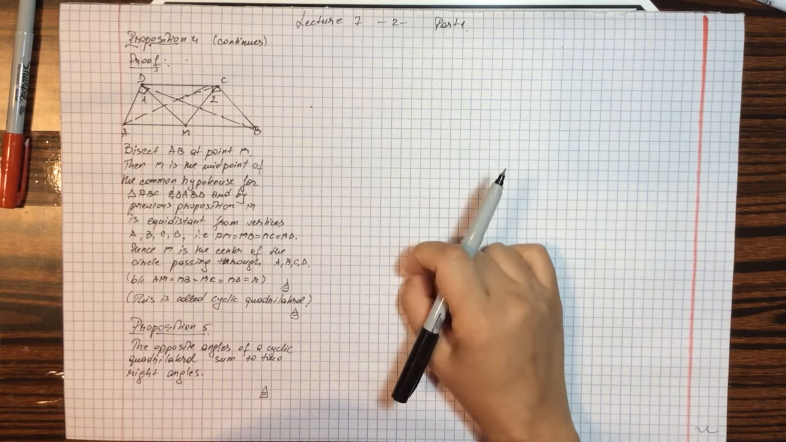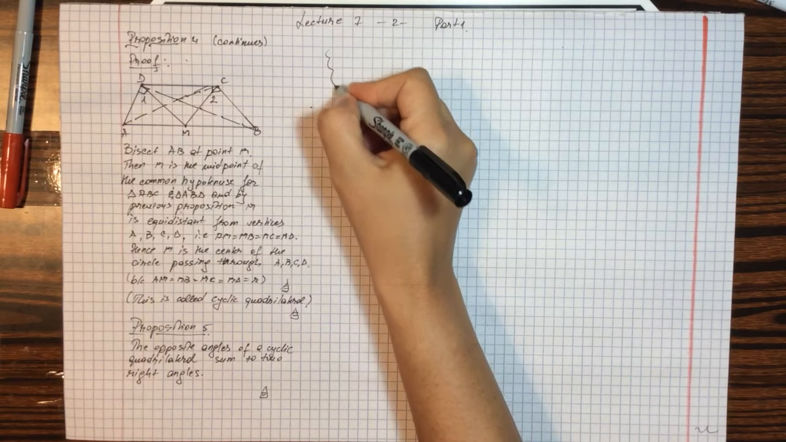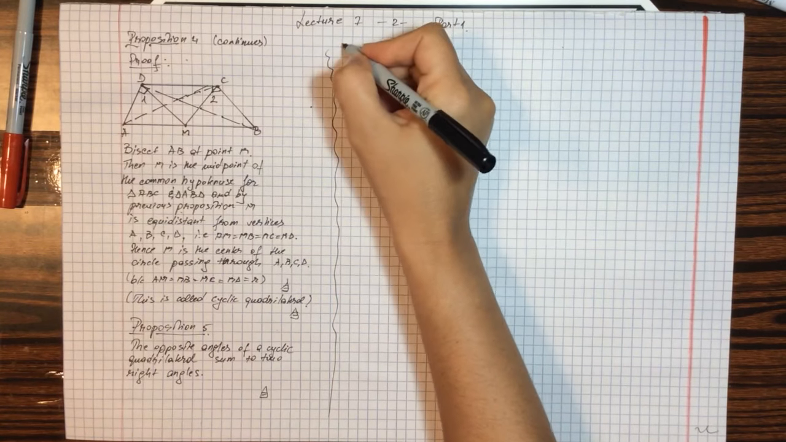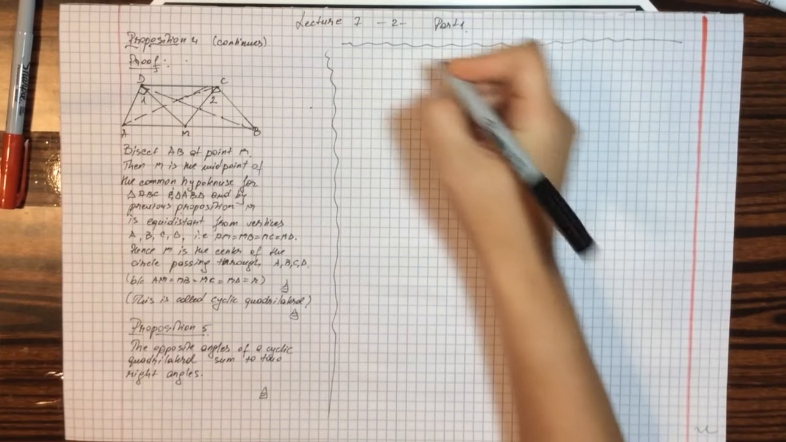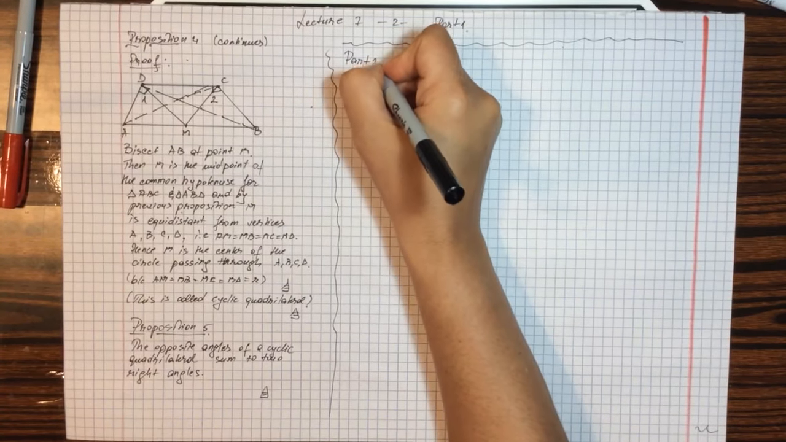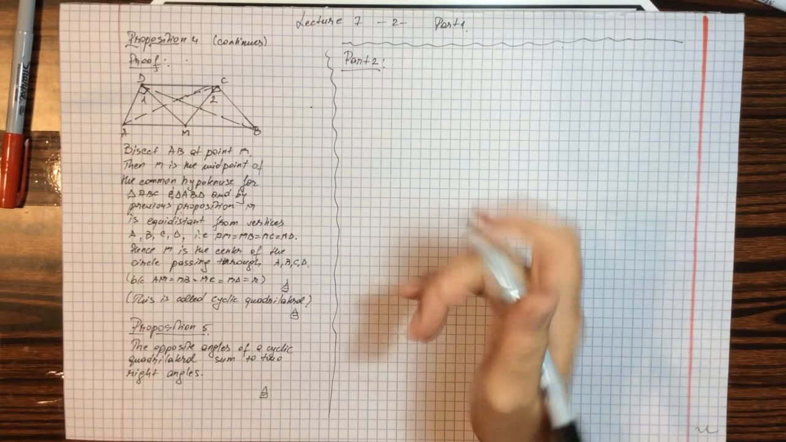Okay, this is part 2 of lecture 7. I shall start with the proof of Heron's formula. So, part 2. Okay, I'll state it again.